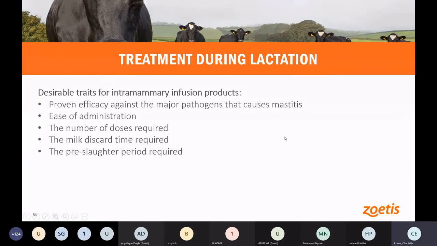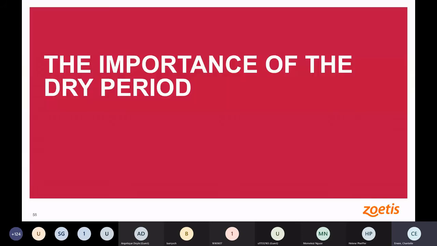Okay, so what are we looking for if we're looking at intramammary infusion? We're looking for a product that has proven efficacy against the major pathogens that cause mastitis, and especially against the one that is afflicting the animals on farm at the moment. How easy is it to administer? What are the numbers of doses required, and does this fit in with the management on the farm? The milk discard time, as well as your pre-slaughter withdrawal periods.